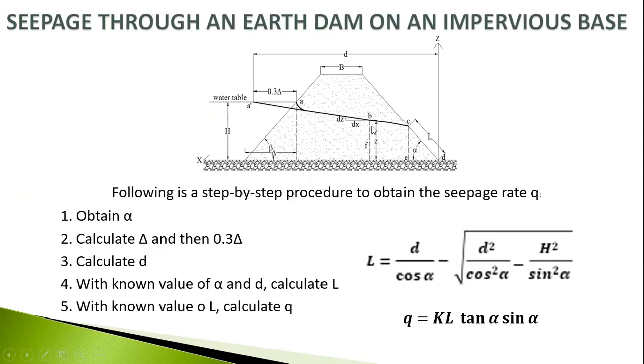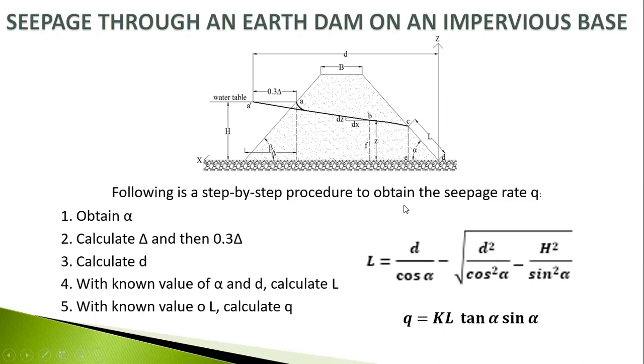So we draw a line, and from this portion to this portion is indicated as L. The water table height is indicated as H, and this width is indicated as d. Now we have to use the equations. The slope of the dam on this side is alpha, and on this portion the slope is beta.